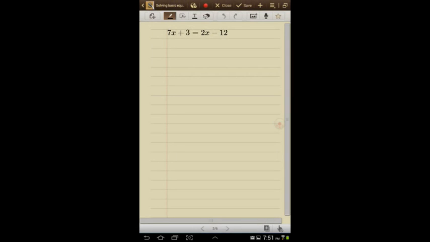Next page. Exact same thing. I'm going to subtract 2x. I'm going to do this all in one step. I'm going to subtract the 3 from both sides also. 7x minus 2x is 5x. 3 minus 3 cancels. 2x minus 2x cancels. Negative 12 minus 3 is negative 15.